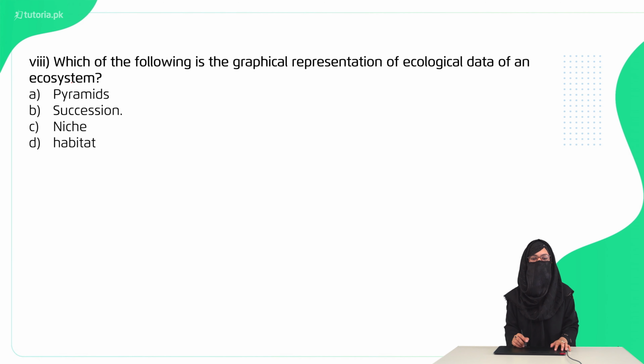Question 8: which of the following is the graphical representation of the ecological data of an ecosystem? Option A, pyramid. B, succession. C, niche. Option D, habitat. The right option is option B, succession.